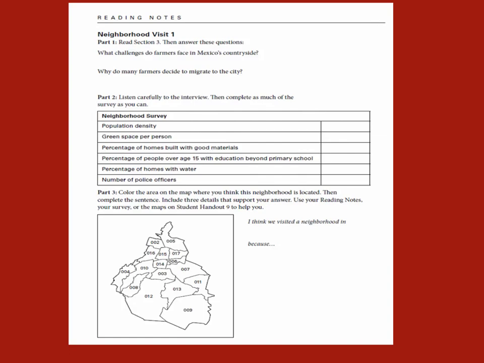I'm going to give you the statistics that you need, and then you're going to have to, down in this area, start to decide what neighborhood you believe it is, and then why you think it was that neighborhood. Again, notice that all of these numbers are over here. I'm going to show you how to use that shortly. Let's answer these questions, though. What challenges do farmers face, and why do many farmers decide to migrate to the city?